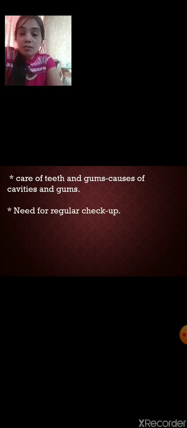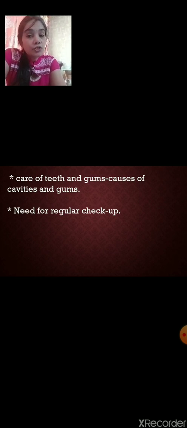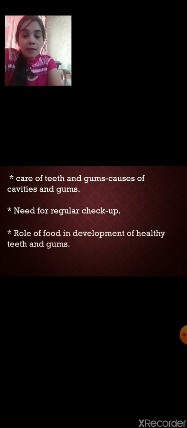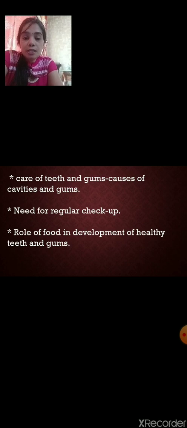And next is regular checkup. Yes, we should go for a dental checkup regularly. So we'll revise about that also. And the role of food in the development of healthy teeth and gums.